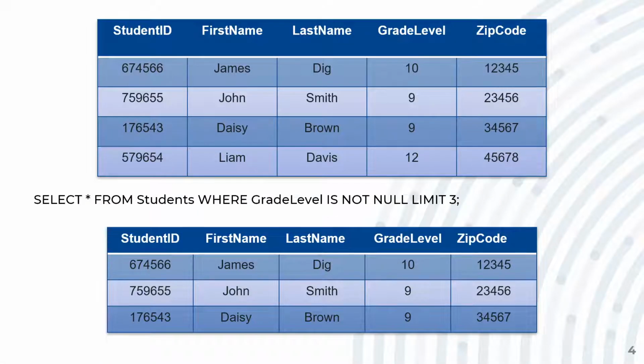Here, we are making a statement that selects everything from students where grade level is not null and is limited to 3 rows. This goes to show that you can combine these keywords that I talk about in many ways and make whatever you want happen. The limit 3 makes it so that only the first 3 rows of the selection will be returned.